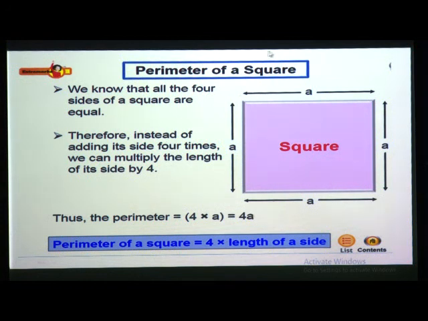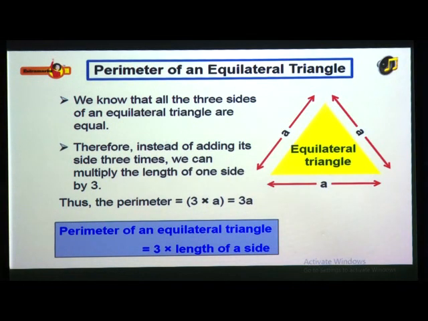As for a square, we have 4 sides and all the sides are equal. So 4 multiplied by one side of a square, that is the length of a side. Therefore, the formula for finding the perimeter of a square is equal to 4 into the length of a side.